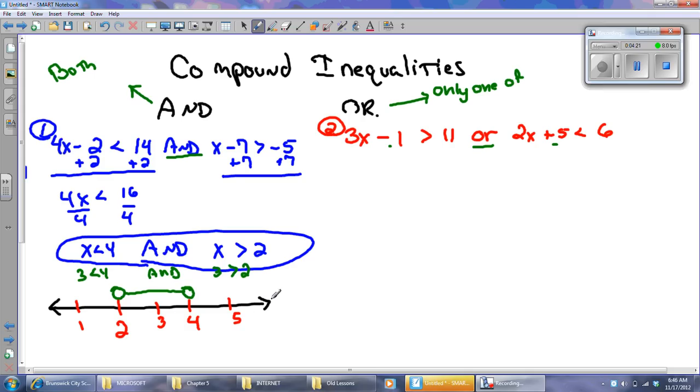I can also prove to you that the numbers out here, outside the shaded region, give you a false statement. They might make one part true, but since it's an and, it has to be both parts true. So for example, 5. Well, 5 satisfies this half of the equation. 5 is greater than 2, but over here, 5 less than 4, I don't think so. So 5 is not in the shaded region.